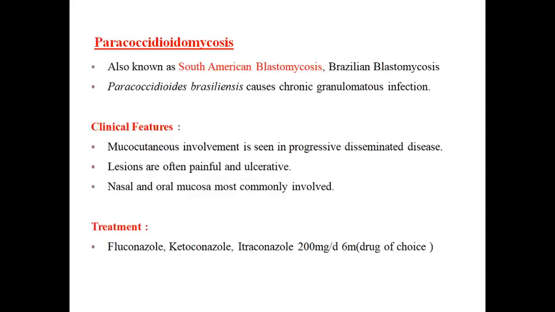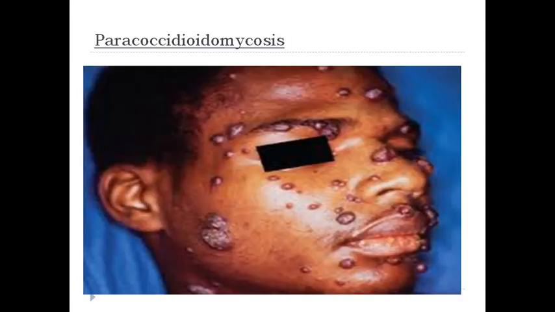Then these are rare systemic fungal infections, which are not seen in our country. They are paracoccidioidomycosis, also known as South American blastomycosis, seen in Brazil. It is a chronic granulomatous infection. Clinically, mucocutaneous involvement is seen in progressively disseminated disease. Lesions are often painful and ulcerative. Nasal and oral mucosa are commonly involved. We noticed that mucocutaneous involvement is more common, and again treatment is with antifungals, fluconazole, ketoconazole, itraconazole for about 6 months, and itraconazole is the drug of choice.